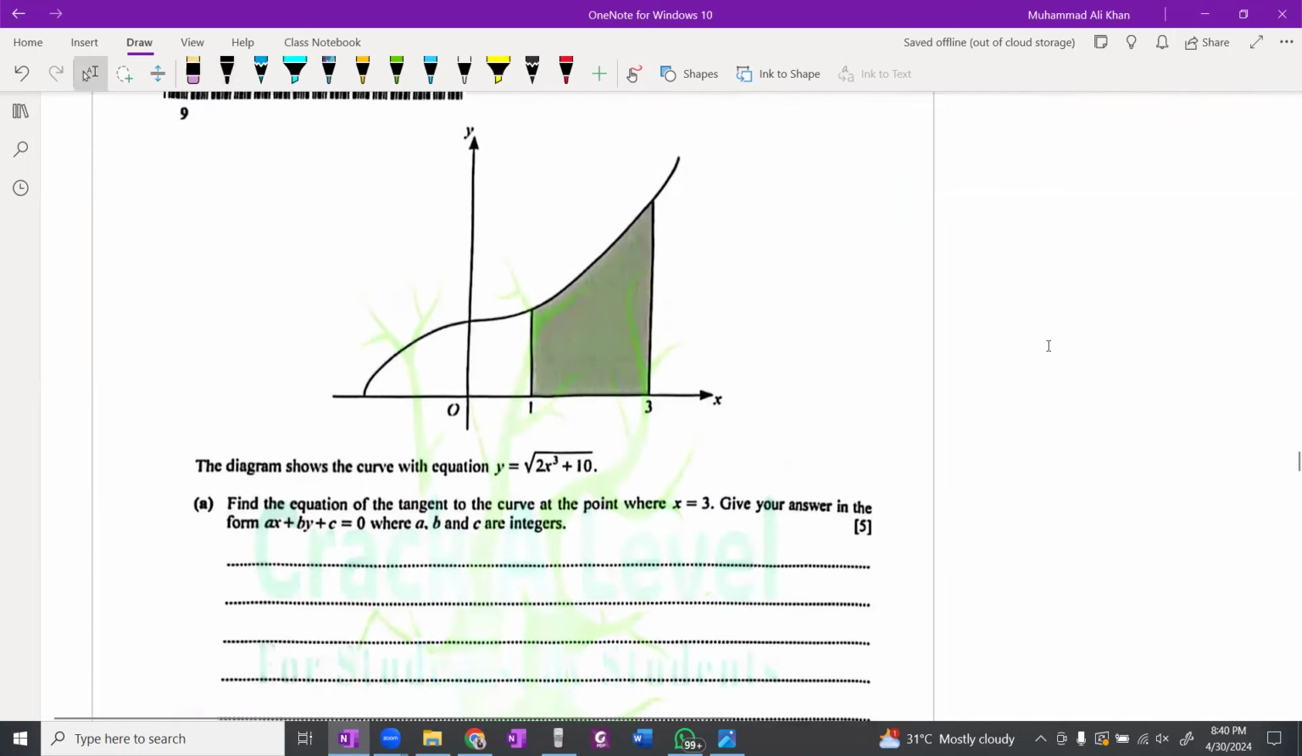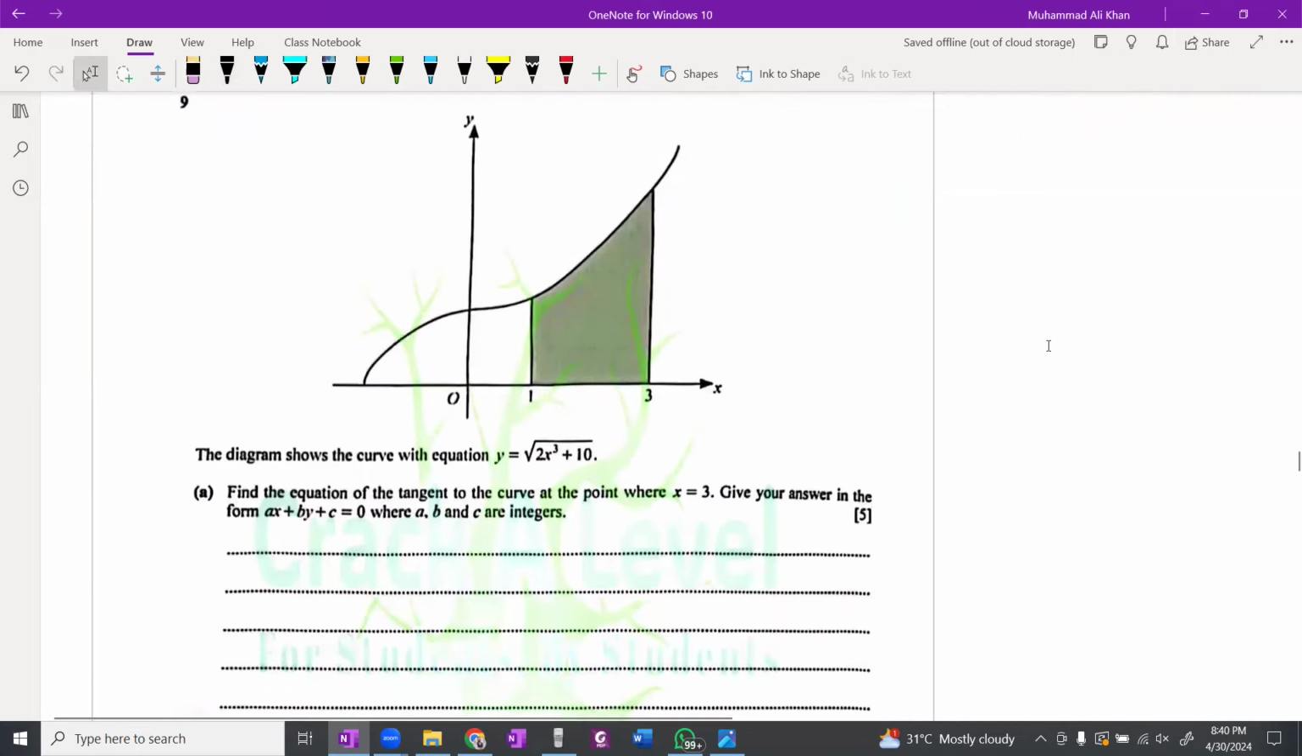After that, question number 9. What we have in question number 9, part A: find the equation of the tangent to the curve at x equals 3. We have to calculate the equation of the tangent at this point, at x equals 3. So for this, first we have to differentiate the curve. So the curve is y equals under root 2x cubed plus 10.